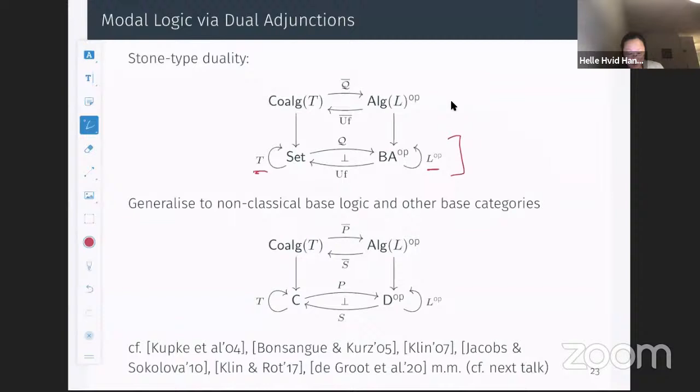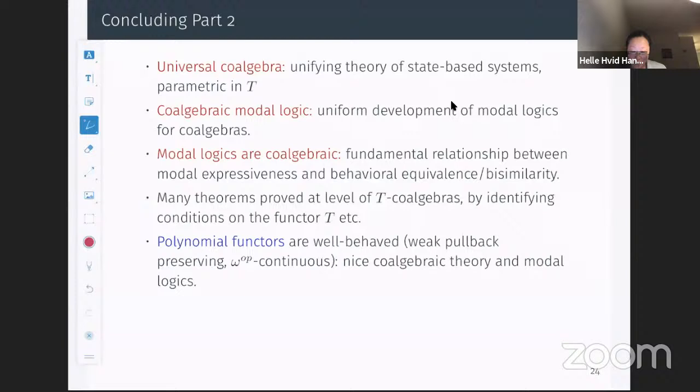So I think that brings me to the end of my talk. So this is just a summary of what I've told you, not only in part two, but, well, from my point of view, I think that the work on algebraic modal logic is one of the main contributions of algebra. I mean, this deep understanding that algebra and modal logic are fundamentally connected in the same way as equational logic and algebra are, I think is a very beautiful insight. And indeed, concretely, it manifests itself in this relationship between modal expressiveness and bisimilarity or behavioral equivalence.